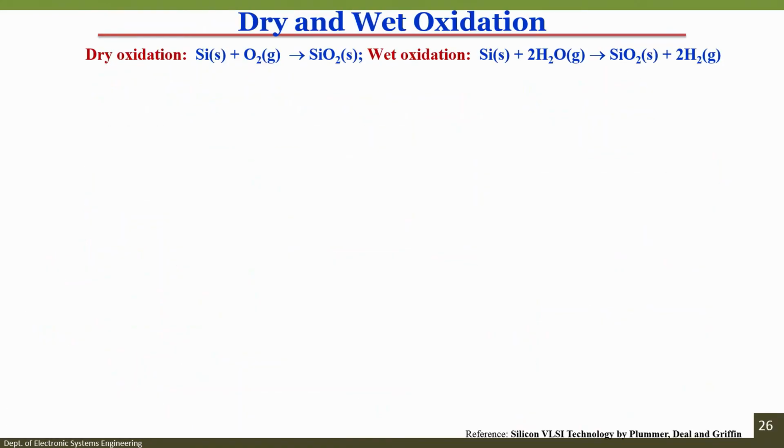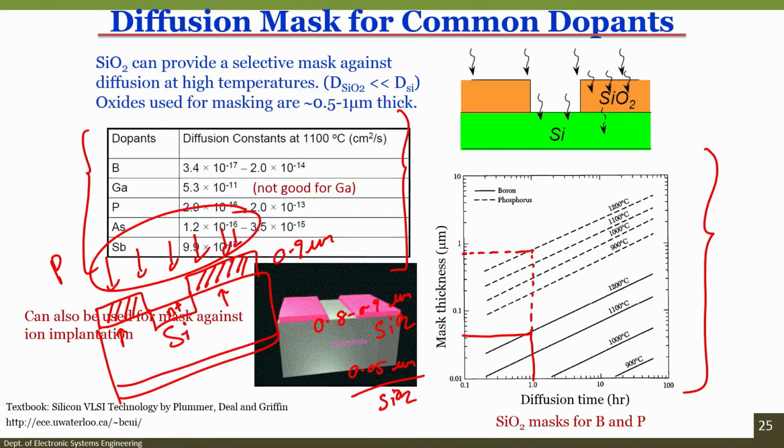Same thing is here, and there is dry oxidation and wet oxidation. Let us see dry oxidation and wet oxidation in the next class, followed by lithography and some examples of how you can fabricate different chips that can be used for biomedical applications.